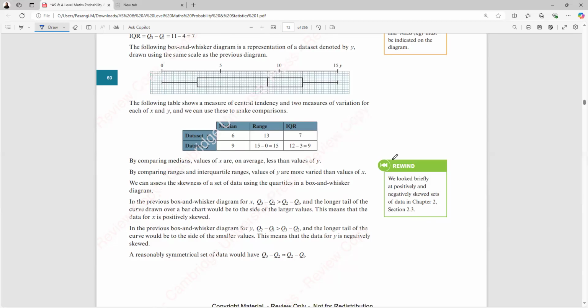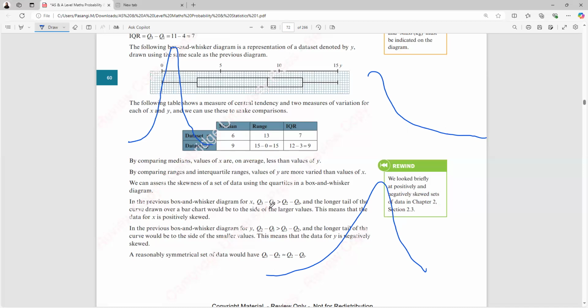We already talked about positively skewed, negatively skewed, and symmetrical. If it's positively skewed, the tail is longer on the positive side. If it's negatively skewed, then the tail is longer on the negative side. If it's symmetric, then we have a proper bell-shaped curve like this.